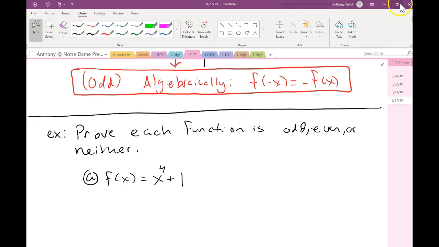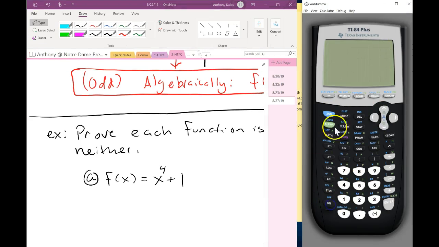What I would do first is start by graphing x to the fourth plus 1 and looking at the picture to give me an intuition about whether I should be trying to prove this to be odd, even, or neither, because it's usually pretty hard to prove something is odd if it's not actually odd, right? So if I look at this, this looks like we are symmetric about the y-axis, which means I'd be trying to prove that it's even. Everybody agree with that from looking at the picture?